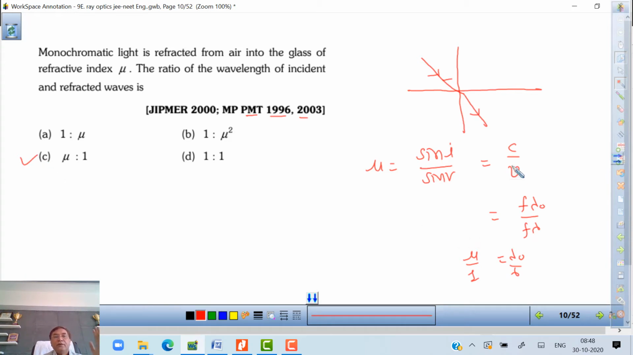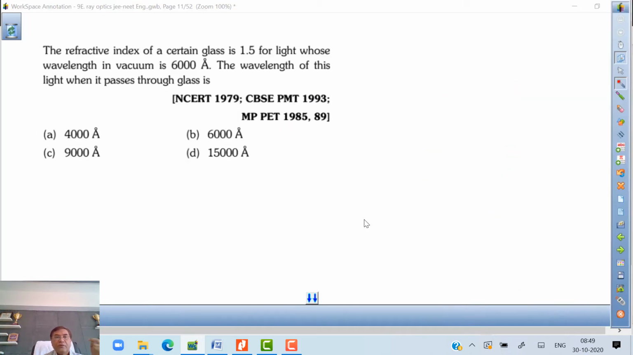Amplitude બદલાય, frequency ના બદલાય, wavelength બદલાય, velocity બદલાય, medium બદલાય તો, if medium is changed. Okay.